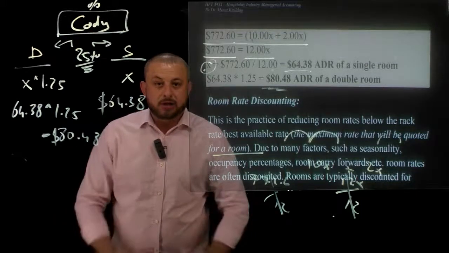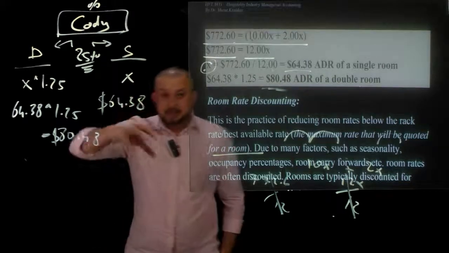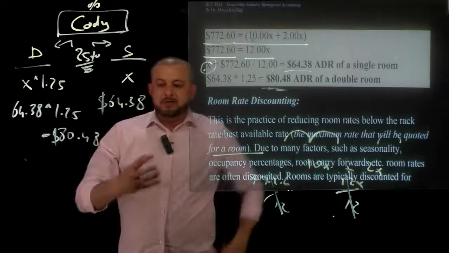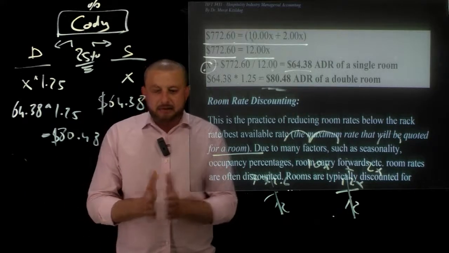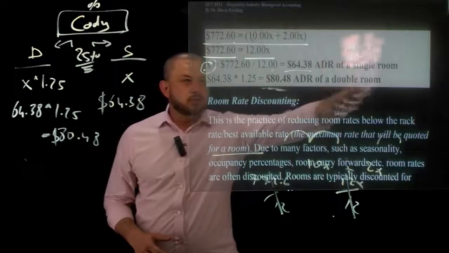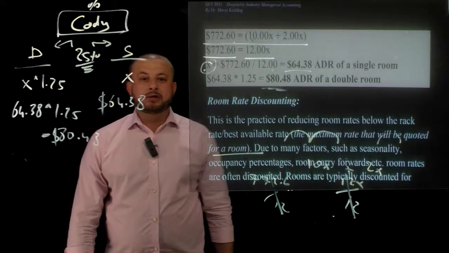Okay? So guys, this is how we find the individual ADRs based on dollar value differences and based on percentage differences, okay? And it has specific equations, and this Cody example was a great example because we didn't have any portion of any component of the equation. We worked everything out, and then we got to the final solution over here, okay? And next, we're gonna talk about room rate discounting.